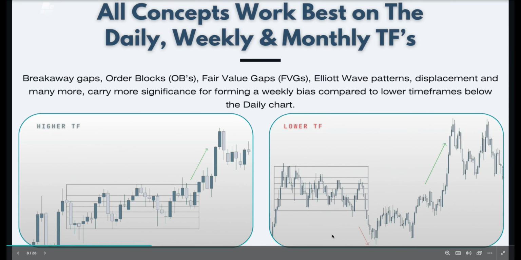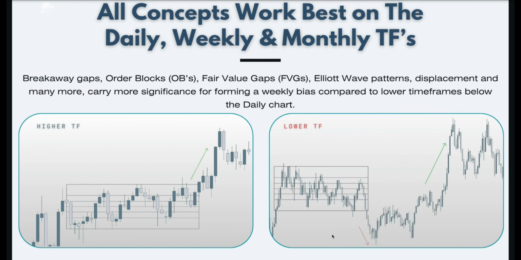All right, so all concepts work best on the daily, weekly, and monthly time frame. Things like breakaway gaps, order blocks, fair value gaps, Elliott wave patterns, displacement, and many more carry more significance for forming a weekly bias compared to lower time frames below the daily chart. So literally, guys, any idea, any concept, it could be a unicorn model, or it could be an engulfing candle entry, I don't care, whatever concept it is that you have in your mind, it works best from the daily and up.